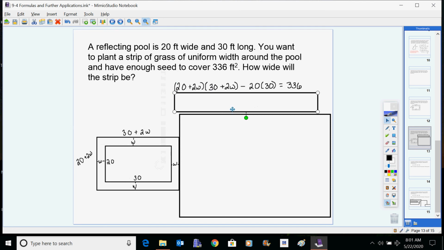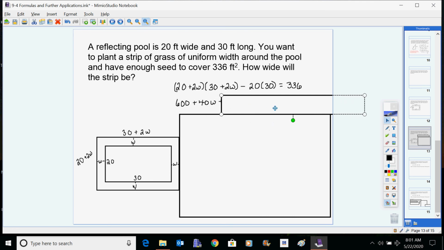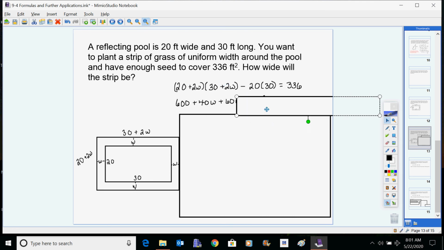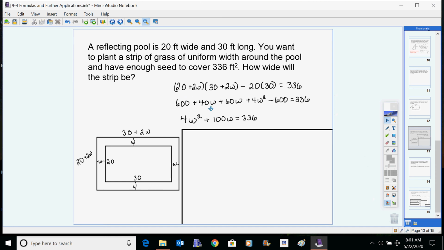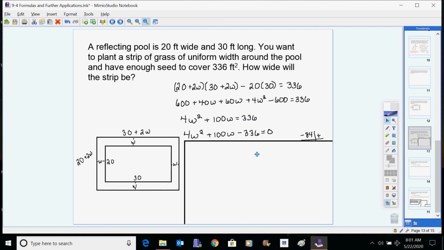So we then multiply it out, distributing twice. 600, 40W, 60W, and then finally 4W squared, minus 600 equals 336. You then put your like terms together to make it work out nicely. We can move over the 336 by subtracting 336 from both sides, which gives us a 0, and that puts it in quadratic form.